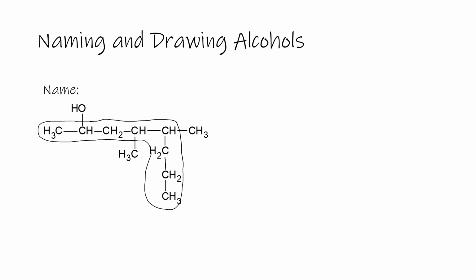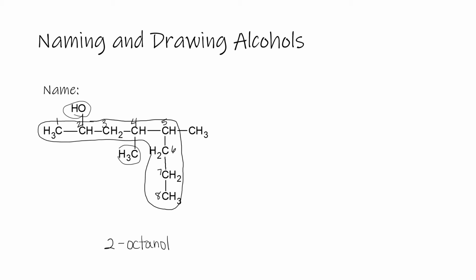And when you number it, you want to start on the end of the carbon chain that is closest to your functional group, to your hydroxyl group. And so I will start on my left over here. This is carbon 1, 2, 3, 4, 5, 6, 7, 8. So 8 carbons, and it is an alcohol, and that hydroxyl group is off of the second carbon. So that is a 2-octanol.